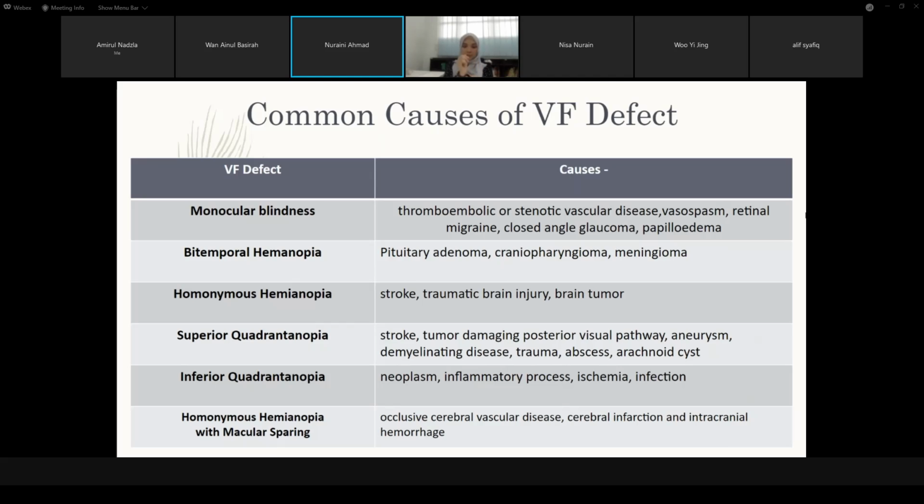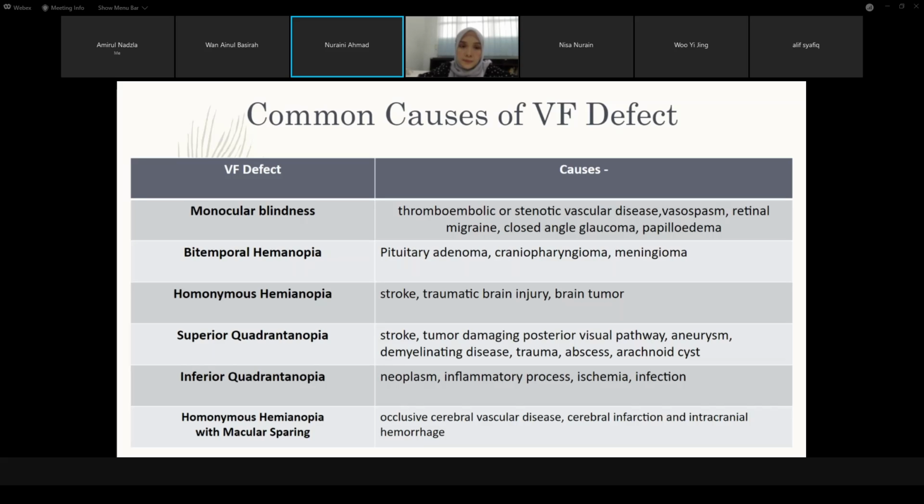Okay, tengok tak? So this is the defect. For example, monocular blindness: the causes are thromboembolic, stenotic vascular disease, vasospasm, retinal migraine, closed angle glaucoma and papillary edema. Papillary edema akan dipresent oleh kawasan nanti. And then bitemporal hemianopia. Sebab saya cakap tadi, if there is any pituitary adenoma ke, craniopharyngioma ke, meningioma yang compress the optic chiasm tu, so that's why dia jadi bitemporal hemianopia.